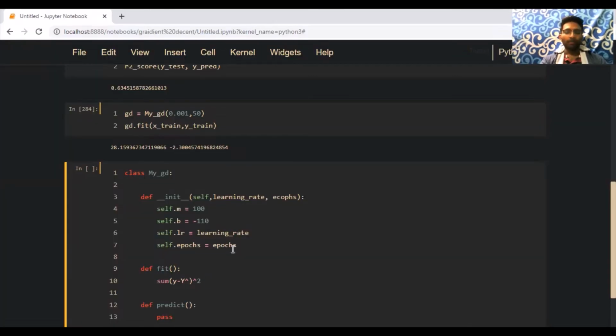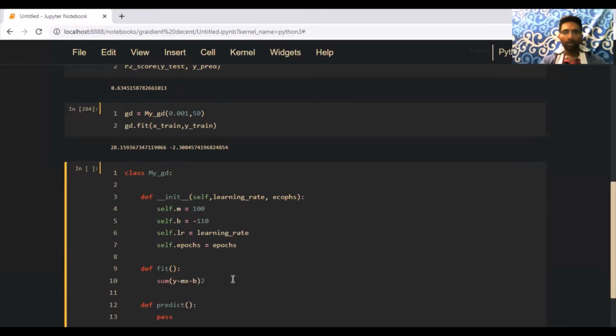So as you know, the equation for y hat is mx plus b. This is my equation. So instead of this y hat, can I write mx plus b? Okay, I can write here mx plus b. So it can be written like this. Okay, the loss is the summation of y minus mx minus b.